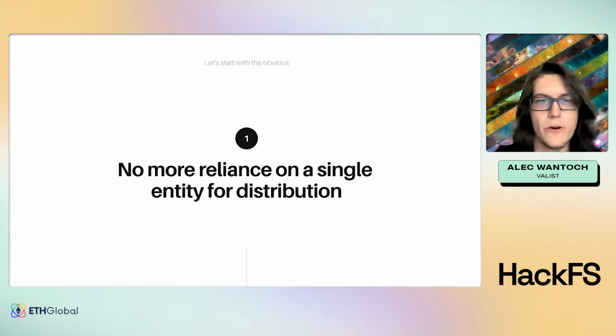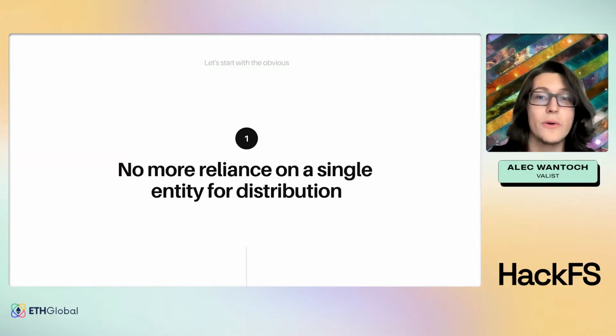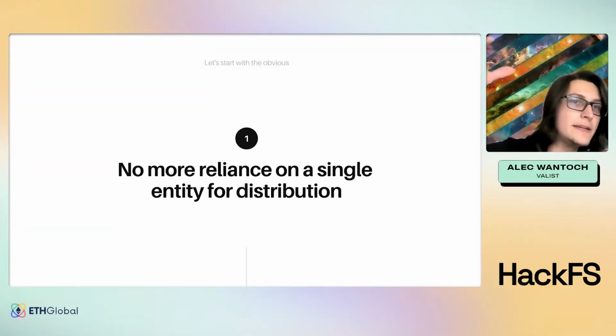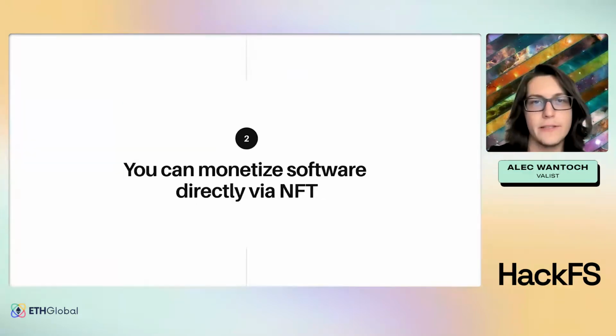And once we're ported over, we get these awesome benefits. The most obvious being no more reliance on a single entity for distributing any software. So even if Valist.io and Valist Inc. disappears for whatever reason, Valist, the protocol, can of course still continue to run. Everyone could continue helping the network itself.